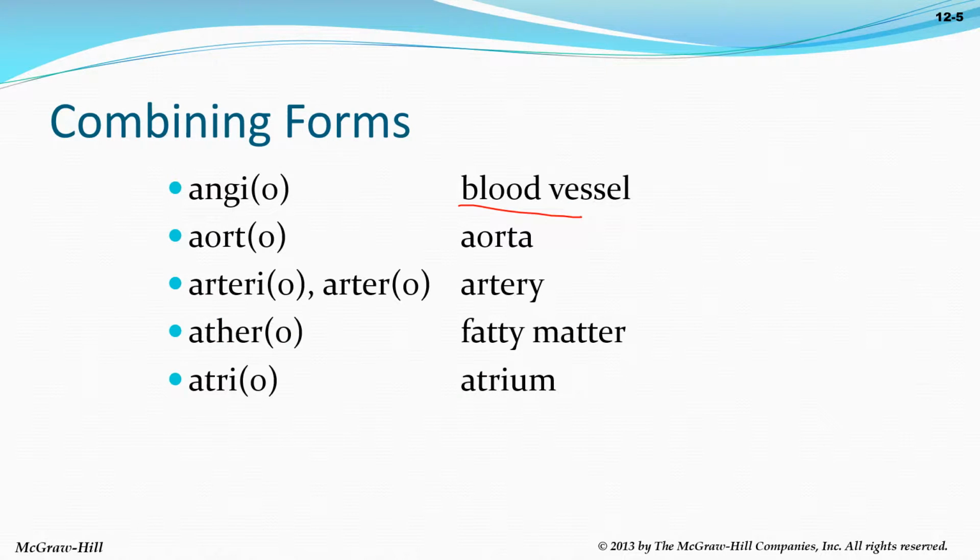Angio is generic, could be a vein or an artery. But your aorta, is that a vein or an artery? The largest artery. It's about 1.5 inches right above your heart. Artery is arterio. Ather is fat, so be very careful. There is arteriosclerosis and there's atherosclerosis. So one is just the artery hardening, the other is hardening due to fatty plaque.